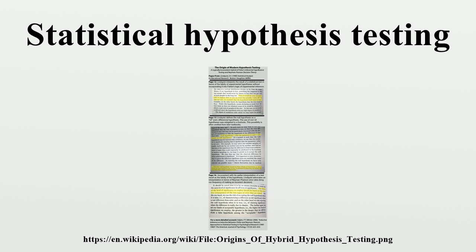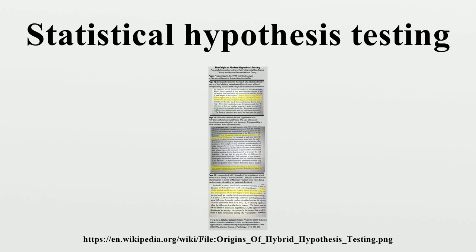The testing process. In the statistics literature, statistical hypothesis testing plays a fundamental role. The usual line of reasoning is as follows. There is an initial research hypothesis of which the truth is unknown. The first step is to state the relevant null and alternative hypotheses. This is important as misstating the hypotheses will muddy the rest of the process.